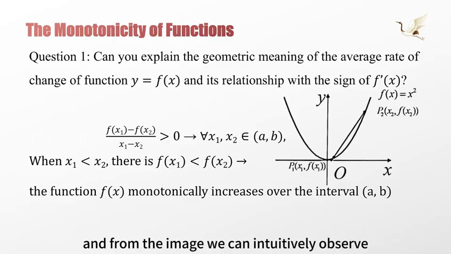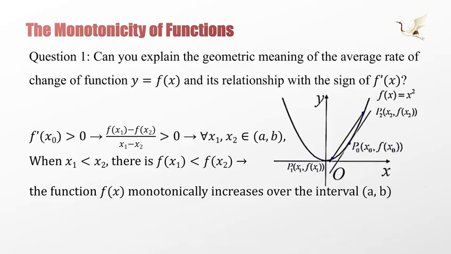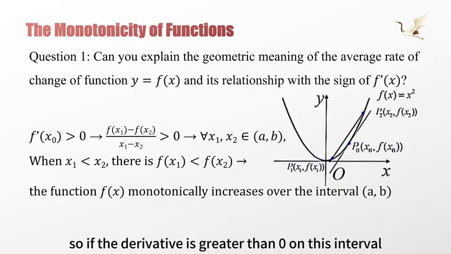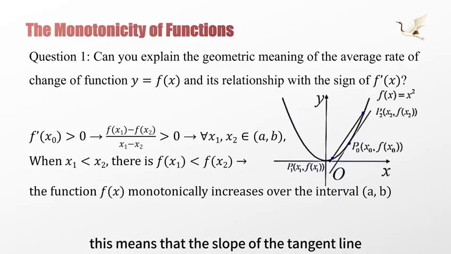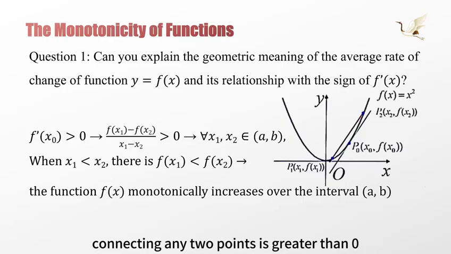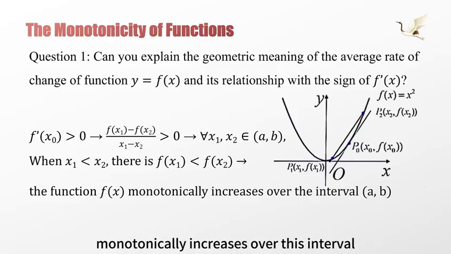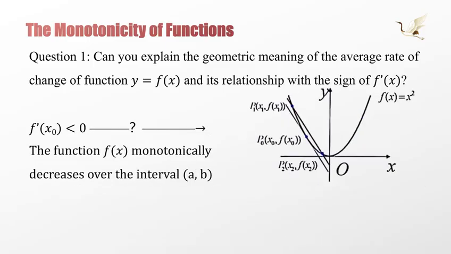And from the image, we can intuitively observe that on this interval, for each secant line, there is always a tangent line parallel to it. So if the derivative is greater than 0 on this interval, this means that the slope of the line connecting any two points is greater than 0. Thus, we can demonstrate that the function f(x) monotonically increases over this interval.